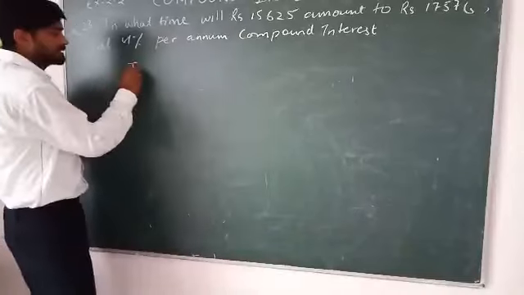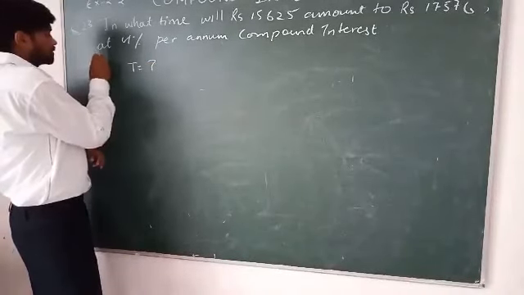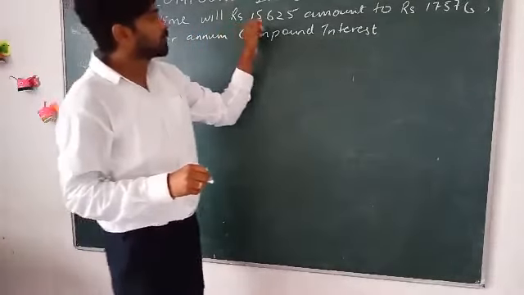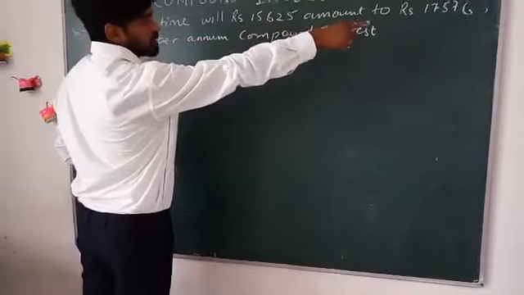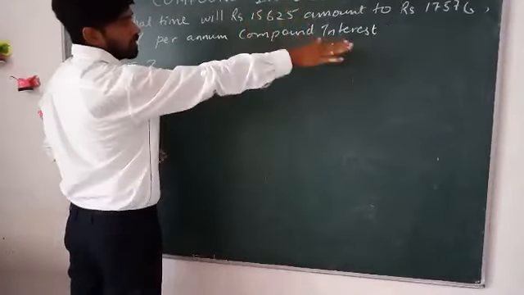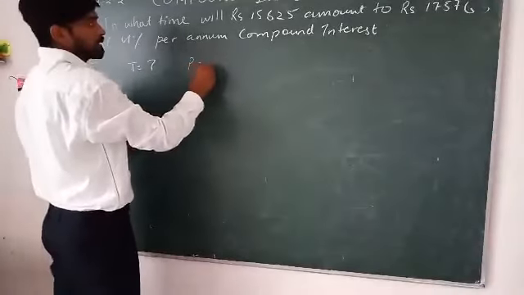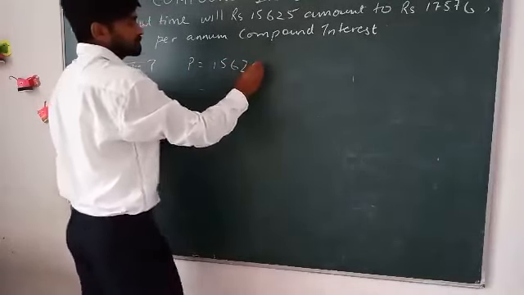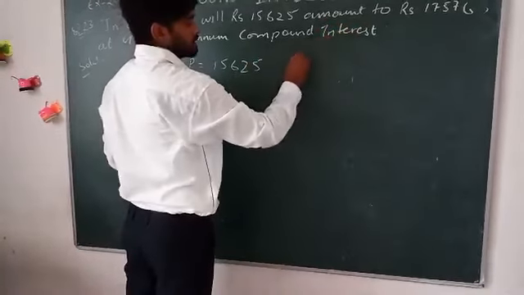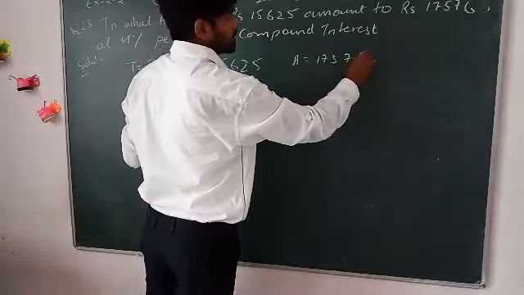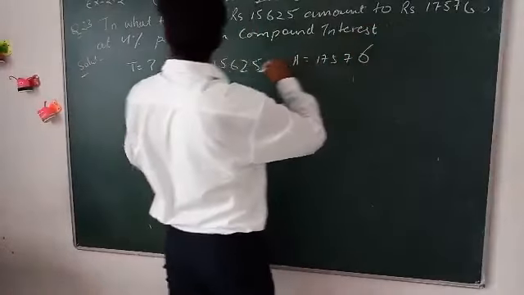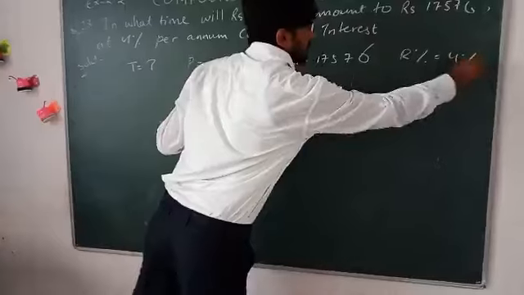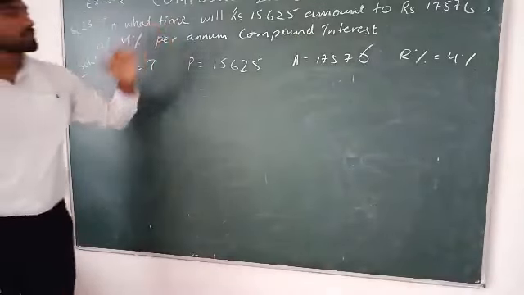In what time? So it means I have to find time. Solution. I have to find the time in which rupees 15625 will become an amount of rupees 17000. I'm directly saying: 15000 rupees will become 17000 rupees in how much time? So the principal is 15625 and my amount is 17576, at the rate of 4% per annum compound interest.